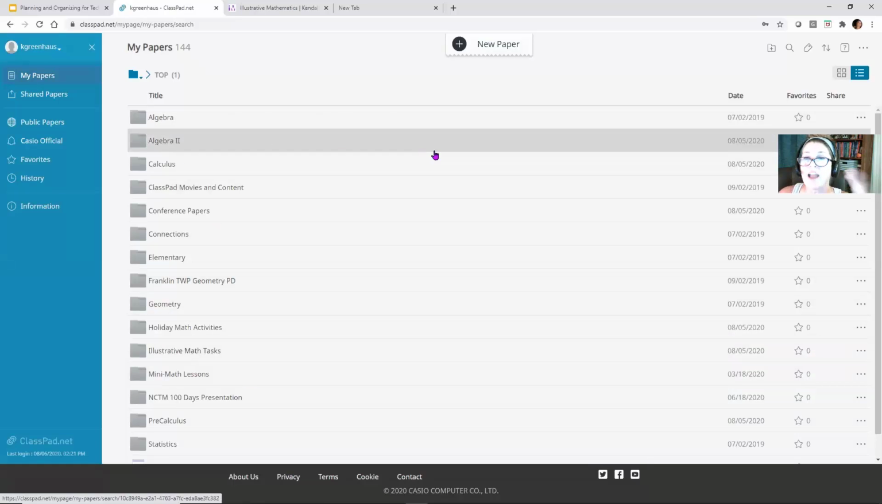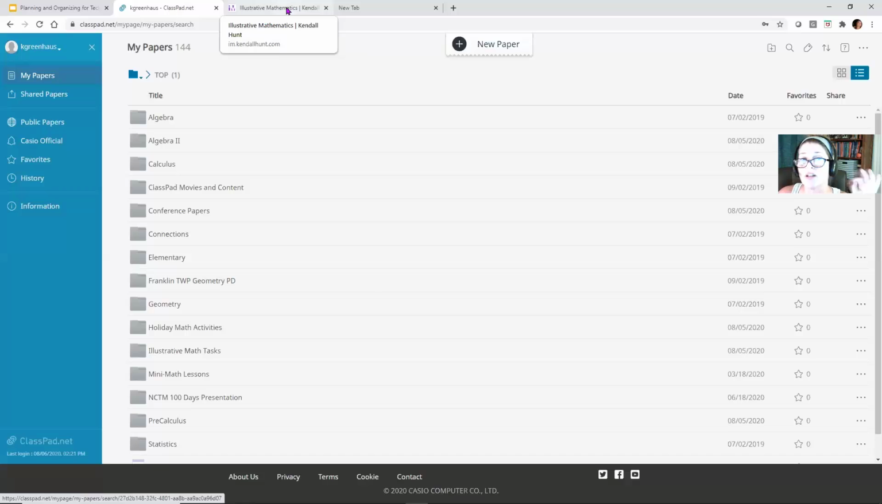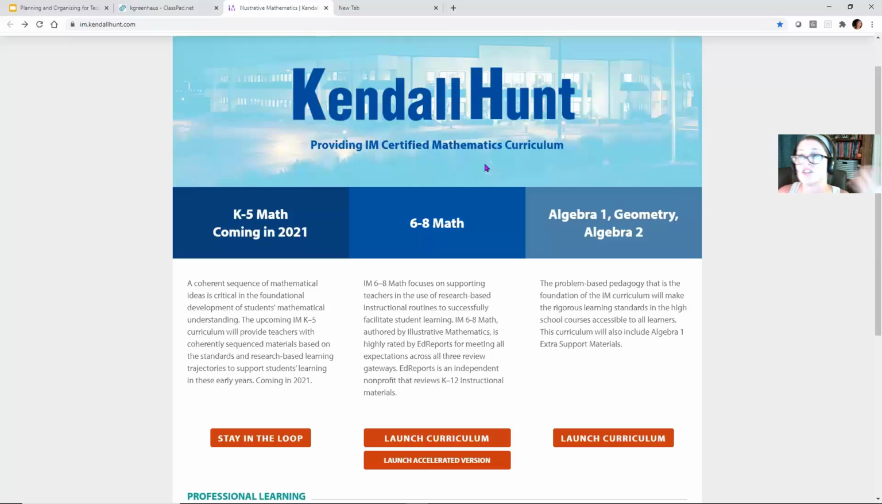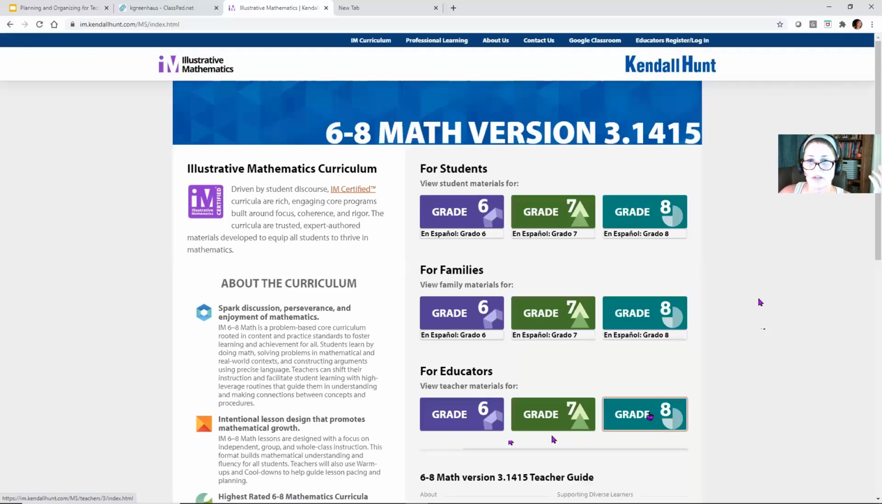So I would like everybody right now, if you're in your account, so those of you who are working with me, we're going to learn how to create a folder. I'm going to be using as my model, I'm going to pretend that I am teaching from the illustrative math curriculum. This is a free open source curriculum. This happens to be the Kendall Hunt version of it. And so let's say that I'm an 8th grade teacher. So I'm going to go into 8th grade.